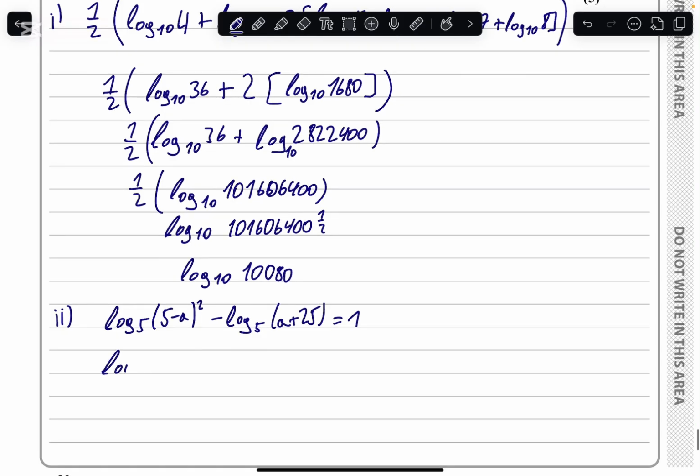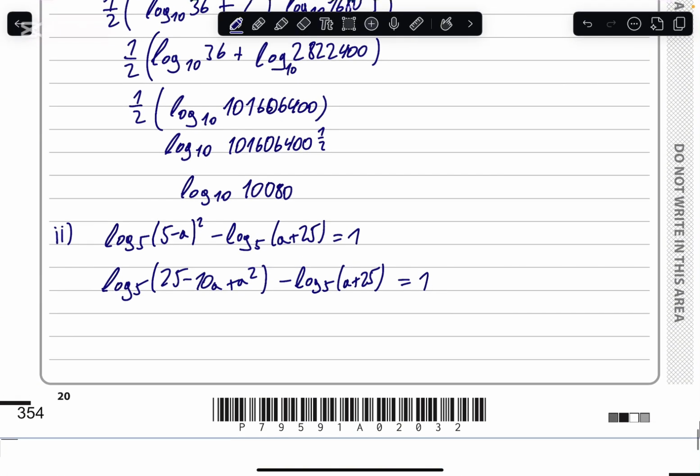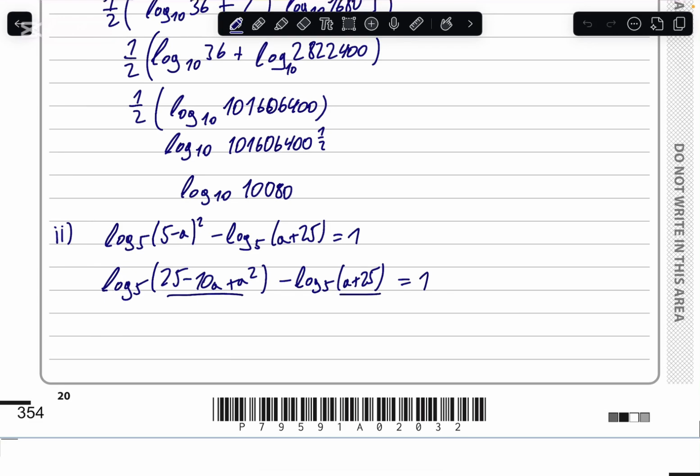Expand that bracket, and when you have a log base 5 of something minus log base 5 of something else, it's the same as this divided by this. So we'll just do that.